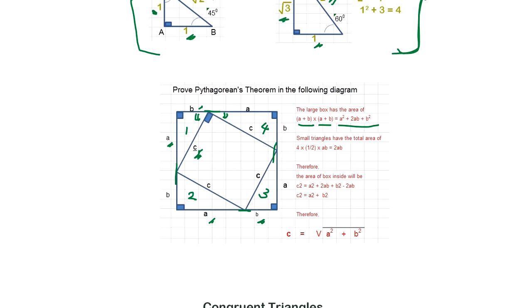The small triangles have the total area of 4 times 1/2 times AB, which is 2AB. Therefore, the area of the box inside, C square, equals A square plus 2AB plus B square minus 2AB. So C square equals A square plus B square. This typing is confusing, actually, it's squared. So that's a very simple proof of the Pythagorean theorem.